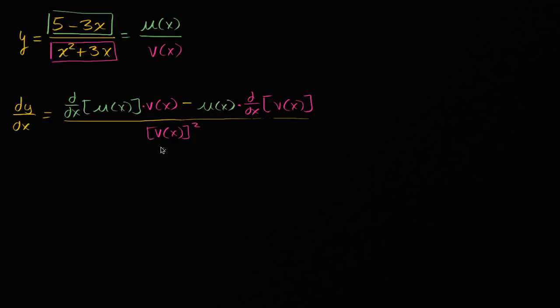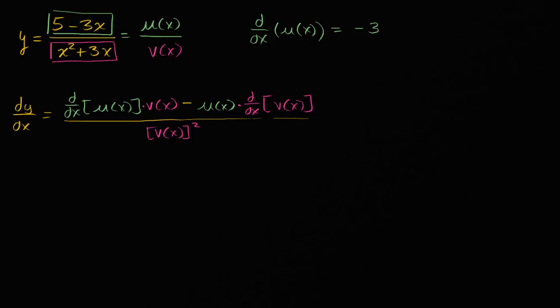So this might look messy, but all we have to do now is think about what is the derivative of u of x, and what is the derivative of v of x. And we should just be able to substitute those things back into this expression we just wrote down. So let's do that. The derivative with respect to x of u of x is equal to, let's see, 5 minus 3x, the derivative of 5 is 0.